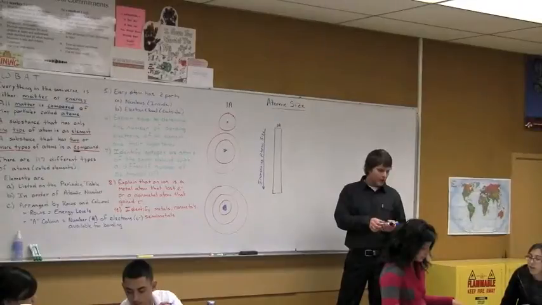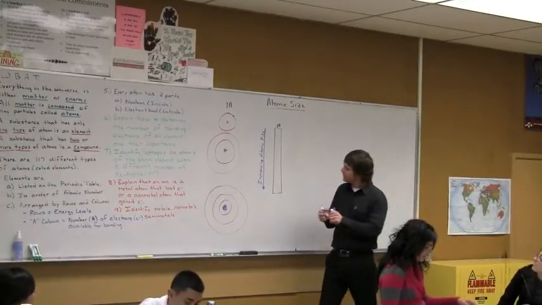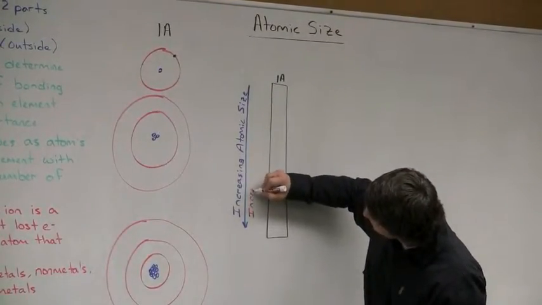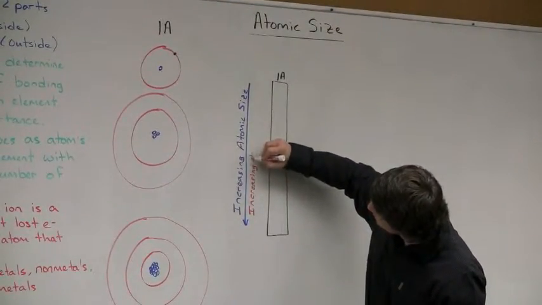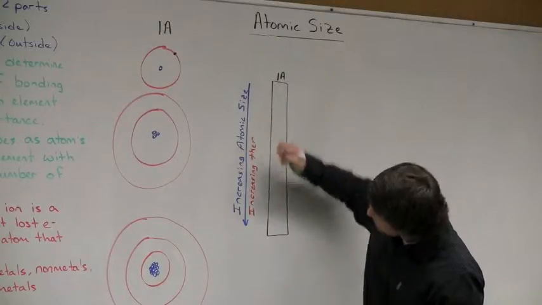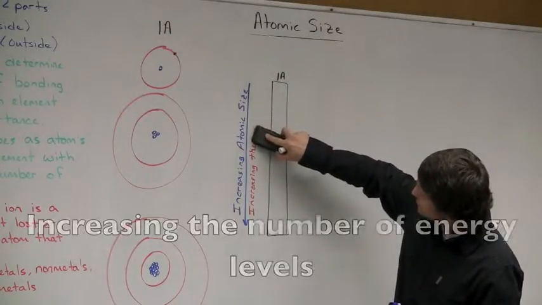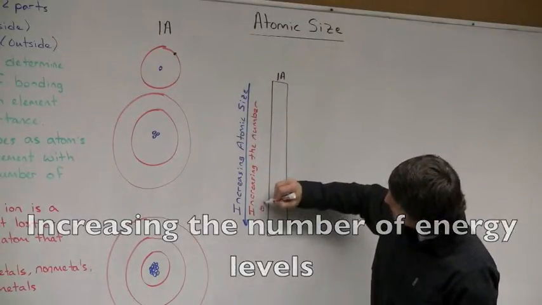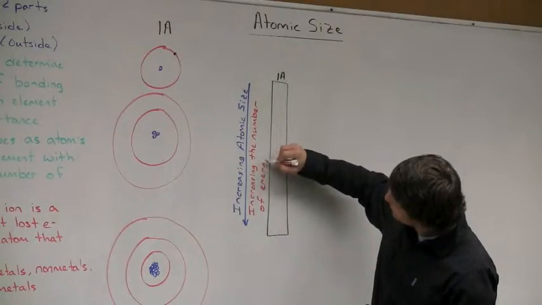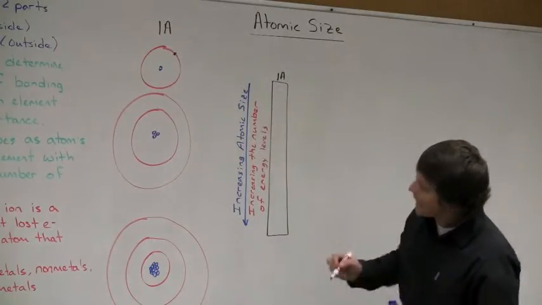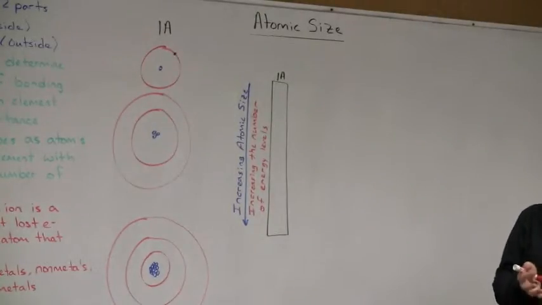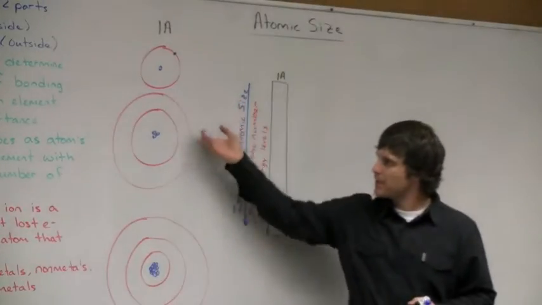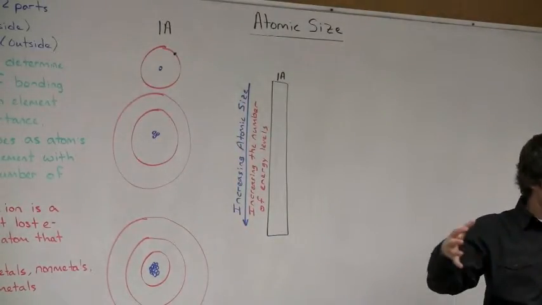Now underneath, I'm going to write why that happens. The reason it increases as you go down is you are increasing the number of energy levels. And that seems straightforward based off of what we've learned about the structure of the atom. As you go down a column, it should get bigger because you get more and more energy levels. The atoms should get bigger.